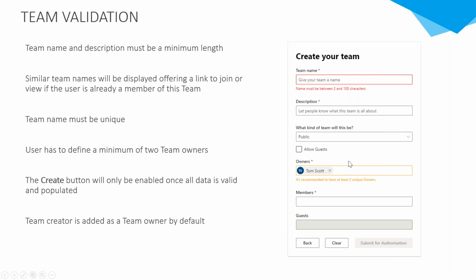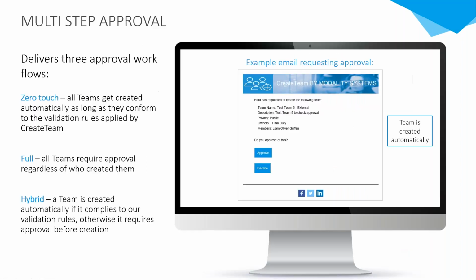If you do have 2 owners in there and all the other fields are completed, then this button will appear as create. So what we're trying to do with the hybrid model is as many teams as possible, create them, and if people adhere to the rules, we will go and create those teams automatically. But if not, and they need approving, then we would send the email for them to be approved by people. So it's trying to find somewhere in the middle to worry about the teams that we need to worry about, rather than having everything go through or everything just be approved automatically.